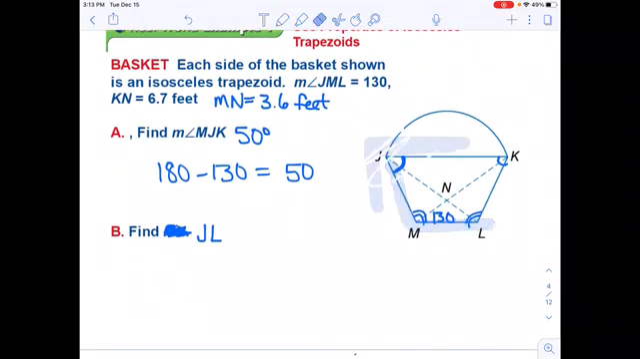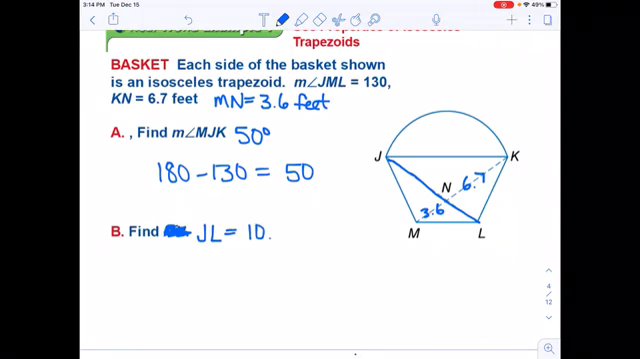Then the one that had a little bit of a typo: we know that KN is 6.7, and we know that MN is 3.6. If we are trying to find JL, well, the diagonals are congruent, so simply add the two pieces we know, and we get that JL is equal to 10.3 feet.